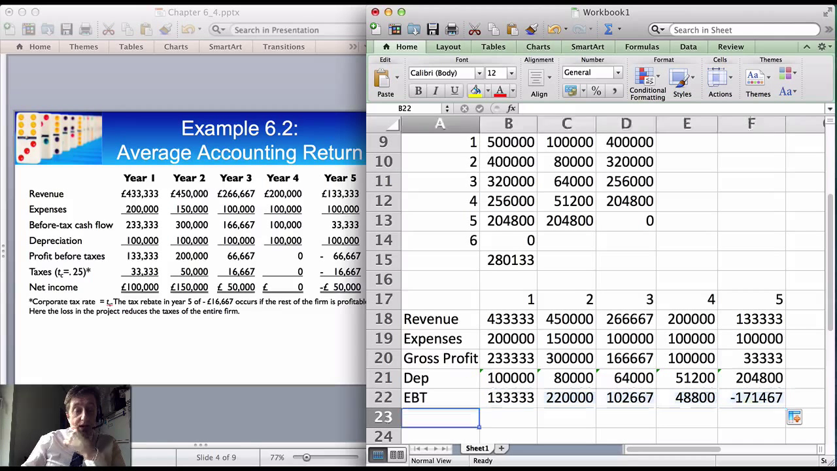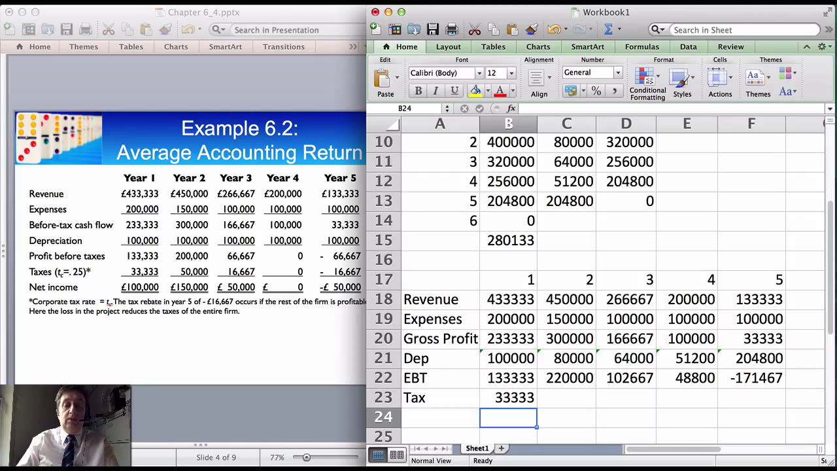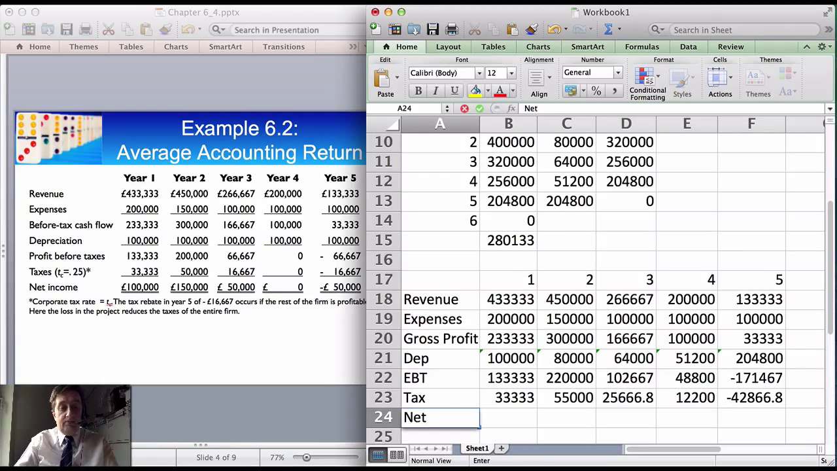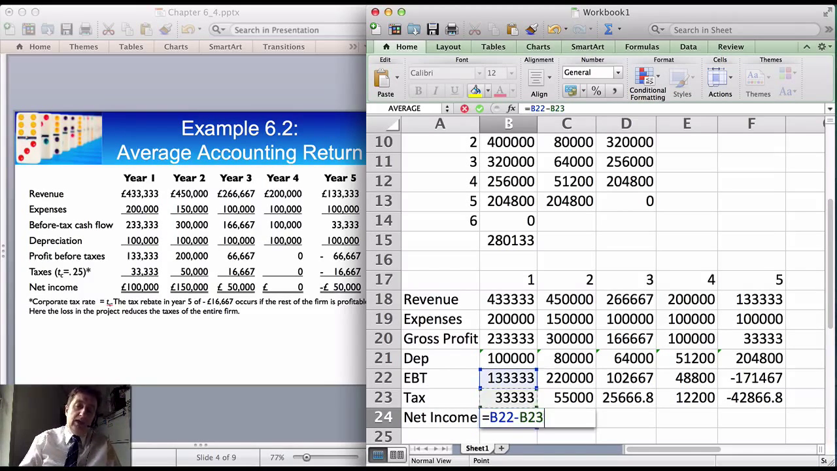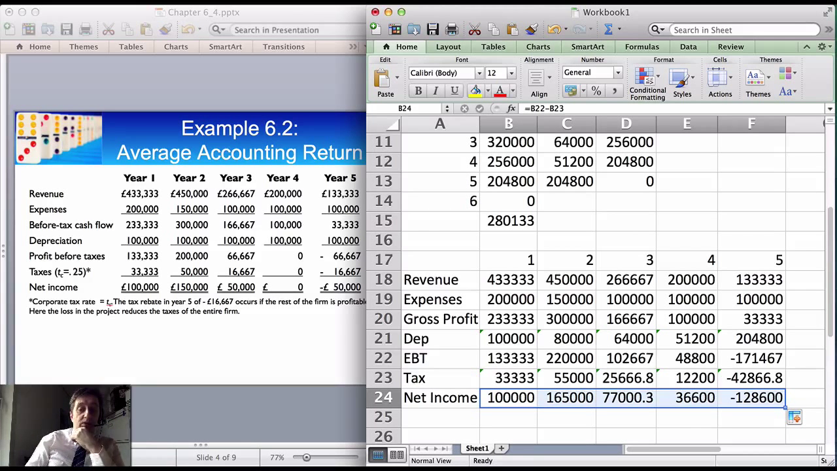and that's because of the very high depreciation. But that has a benefit because you're going to have a bigger tax rebate. So we do the tax, and it's 25% of EBT, as you can see from these figures. And so net income is just the EBT minus the tax. Now, if you look at the first year's net income, you'll see that it's the same, and that's because the depreciation is the same. But then afterwards, it changes quite dramatically.